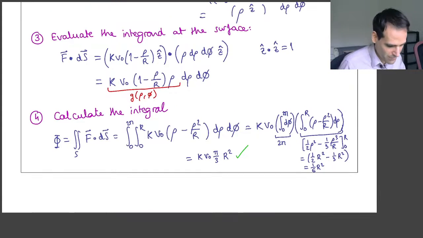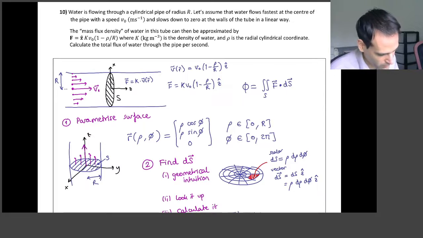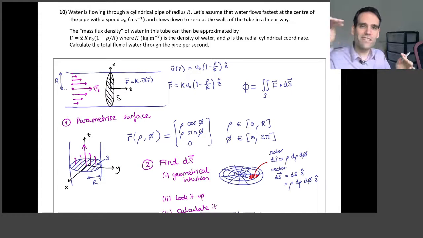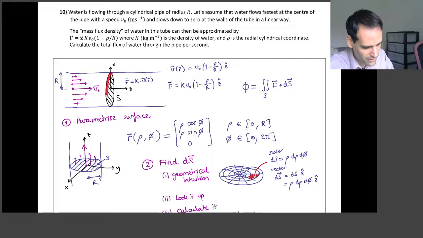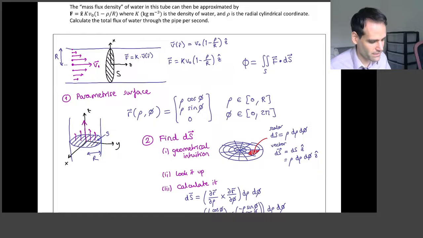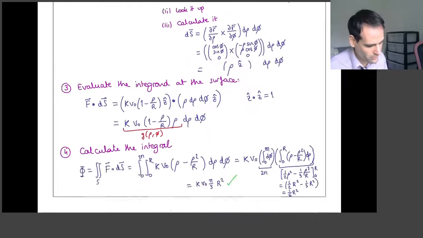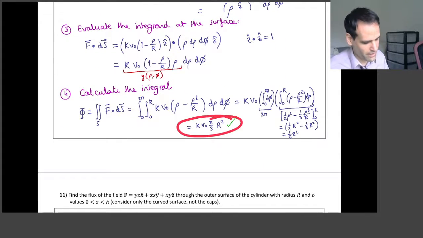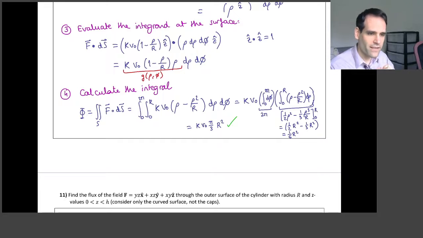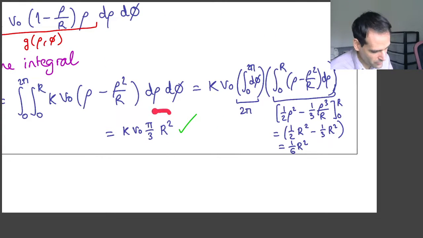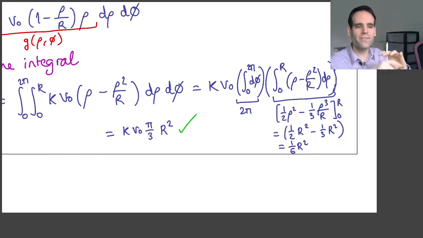Okay, so this was a nice example where you had water flowing not evenly, so the flux was not constant over the surface, and yet you can still calculate the total flow of water on the pipe by doing the flux integral, which we did following all the steps, and we arrived at this. Okay, so it's interesting that this would be 1/3 the amount of water that would flow on the pipe if there was no friction with the walls.